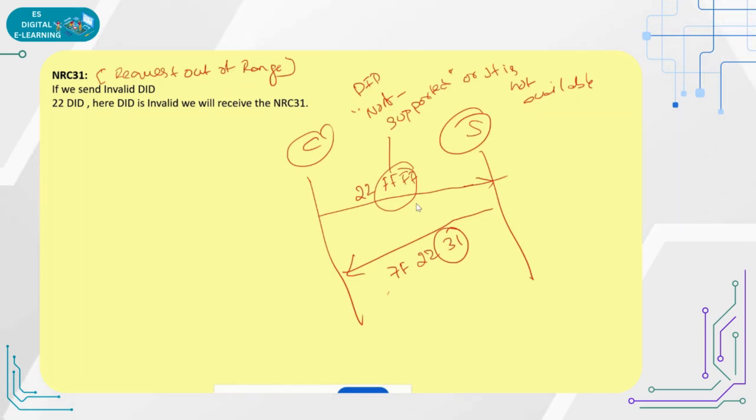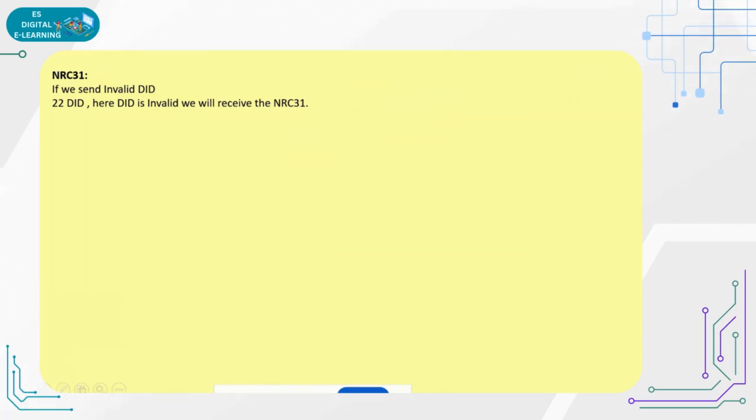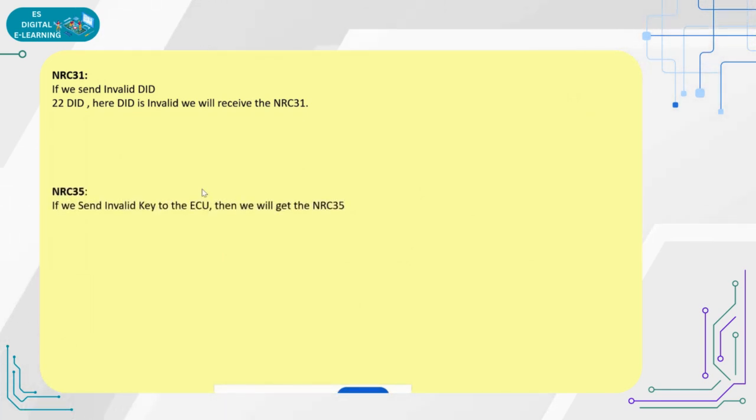Clear, right? You can write down: 22, DID is invalid, we'll receive NRC 31. Just remember simple points. In many other cases we'll also get it, but these are very important, I can say. Next is NRC 35.